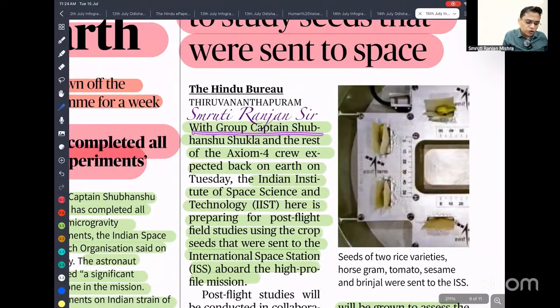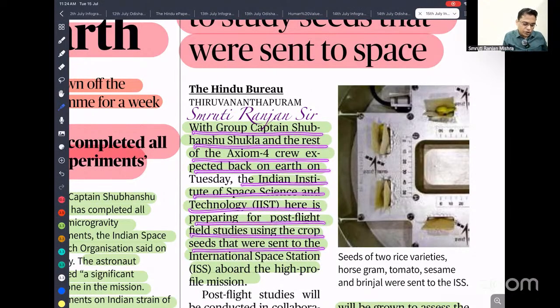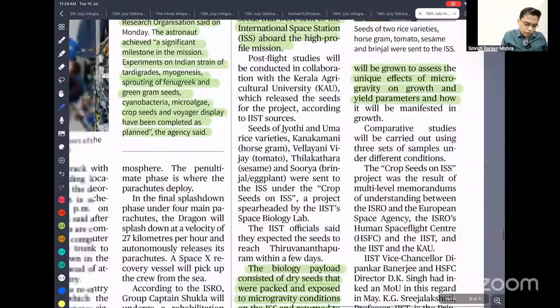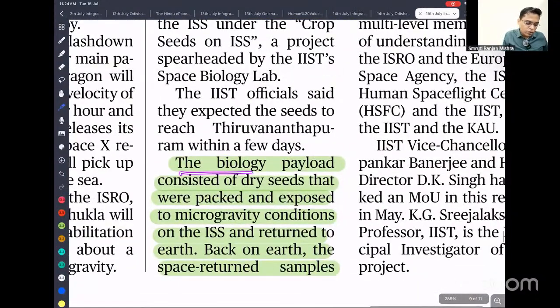With Group Captain Shubhanshu Shukla and the rest of the Axiom 4 crew expected back on Earth, the Indian Institute of Space Science and Technology prepares a post-flight field study using crop seeds that were sent to the International Space Station. The biology payload consists of dry seeds that were packed and exposed to microgravity conditions. It is generally believed that if seeds are exposed to microgravity, it will increase productivity. So if we can bring the seeds back and start cultivating on Earth, it will increase the productivity of these crops.